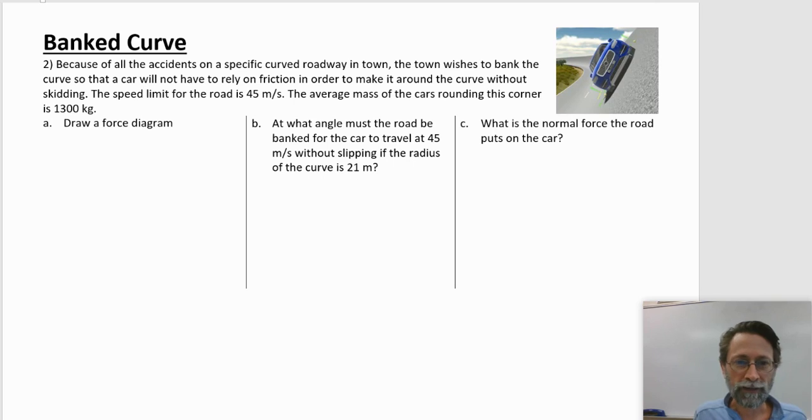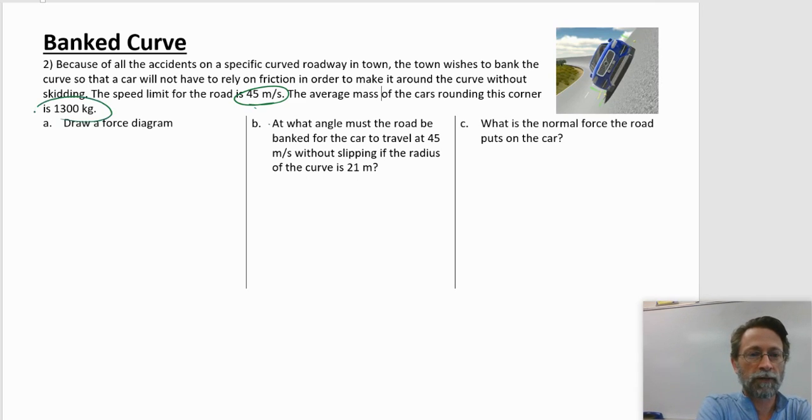Because of all the accidents on a specific curved roadway in town, the town wishes to bank the curve so that a car won't have to rely on friction in order to make it around the curve without skidding. The speed limit for this road is 45 meters per second. So that's the maximum speed that you can go on the road. And then the average mass of the cars rounding this corner is 1,300 kilograms. By the way, that's kind of a large average mass, but that's okay.